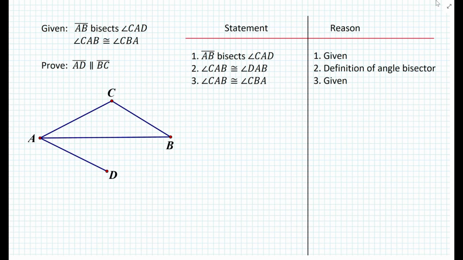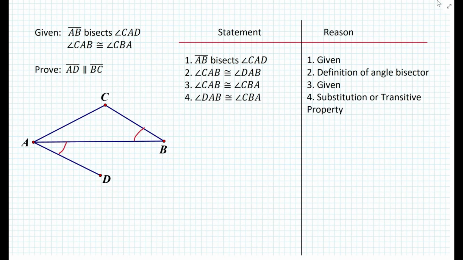And maybe we can already see something here. For step 2 and 3, we know that angle CAB is congruent to angle DAB and angle CAB is congruent to angle CBA. So what can we say about angle DAB and angle CBA? We can say that angle DAB is congruent to angle CBA because of the substitution or transitive property. Now, if we look at the diagram here, what do we notice? We notice that we're dealing with alternate interior angles.